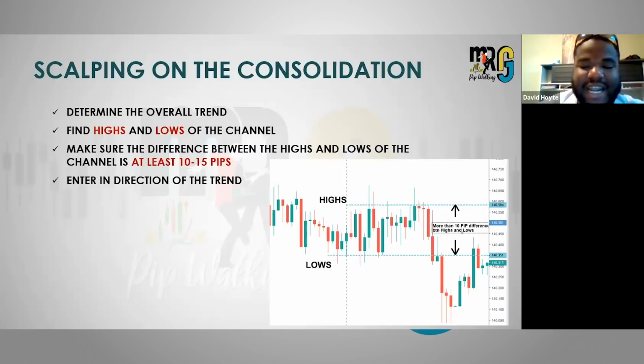So when you've identified the highs and the lows, if you look at the chart, for me, the candles have to be going at least 10 to 15 pips. Why do we want it to be 10 to 15 pips? Because remember, once we get in, we're looking at putting our stop loss and profit at 4 or 5 pips, right?